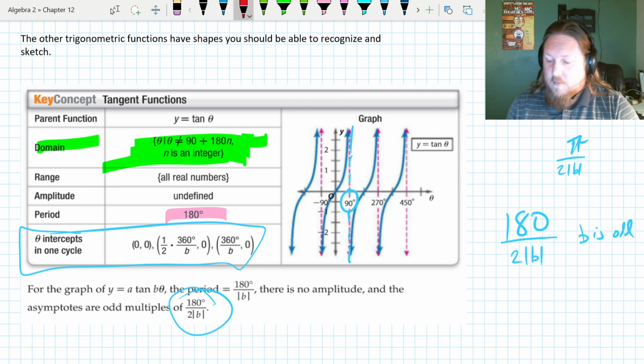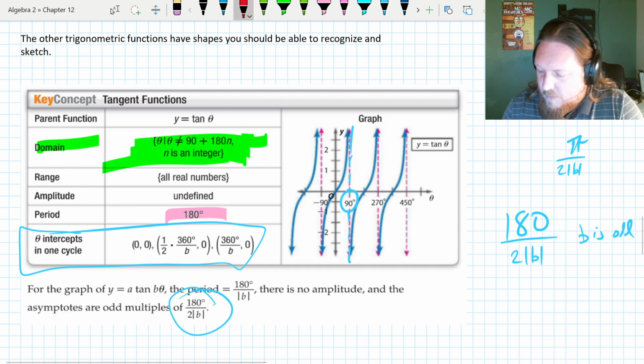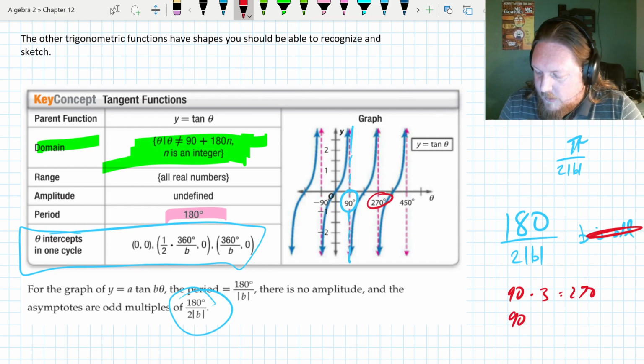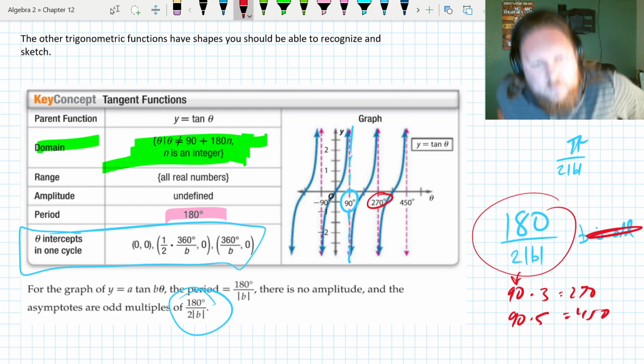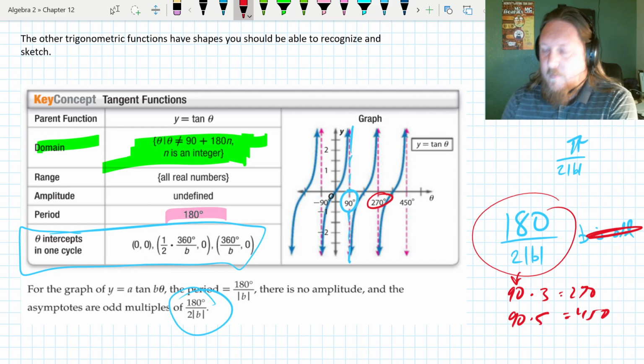Oh, sorry, no, it's not. It's not odd multiples where b is odd. Sorry. We figured out the first one here would be 90, and then we don't double it. We multiply it by 3, and we get 270. And that's where the next one is. 90 times 5, that's 450. So you're finding this value and then multiplying it by 3, 5, 7, and that will give you your other asymptotes. We'll cover that in a second as well, because we'll have to do that one.